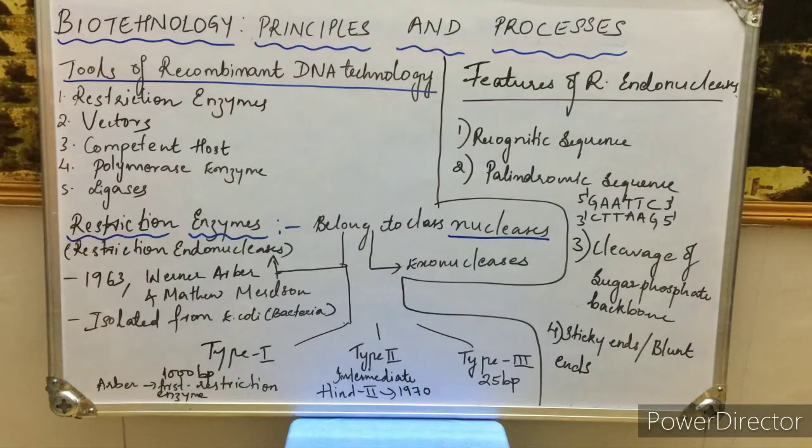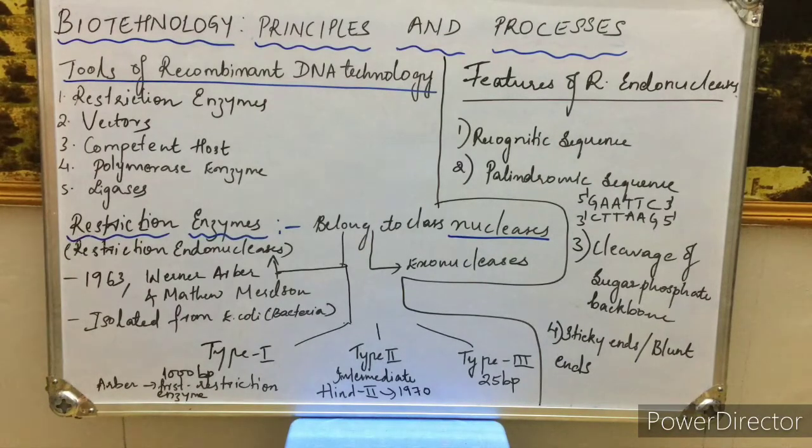And we have type 2 restriction endonucleases, right? The first type 2 restriction endonuclease was identified by a scientist known as Hamilton Othniel.